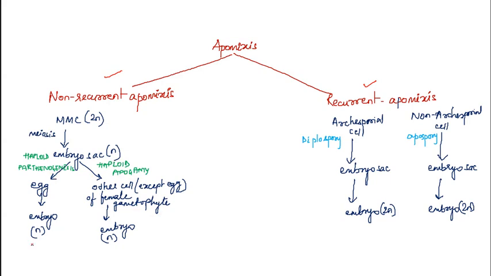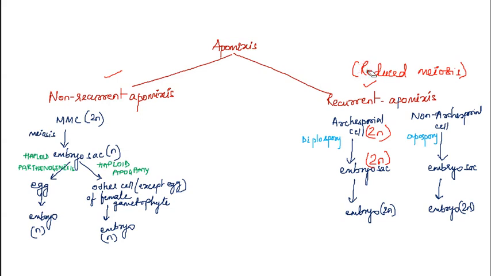Now coming to the recurrent apomixis, we know that the archesporial cell will form the male gametophyte and female gametophyte both. Here there will be reduced meiosis. Meiosis is not completed, so there is no formation of the haploid. The archesporial cell is 2n. The embryo sac will also be 2n because the meiosis is reduced. Meiosis is not completed. I'm sorry, it will be unreduced meiosis. Unreduced meiosis means meiosis is not completed properly.